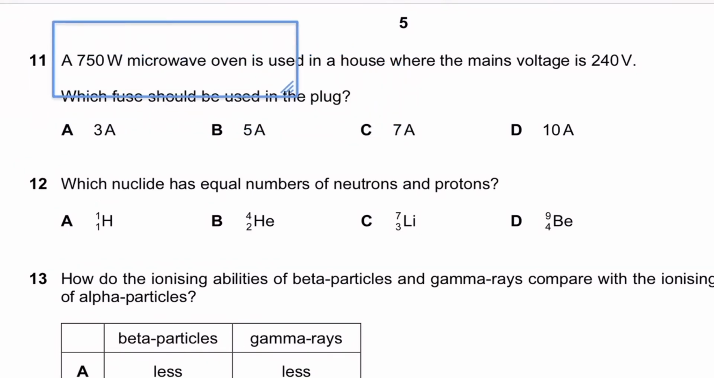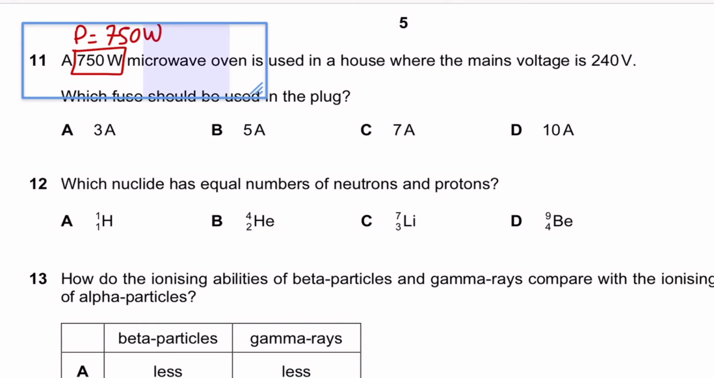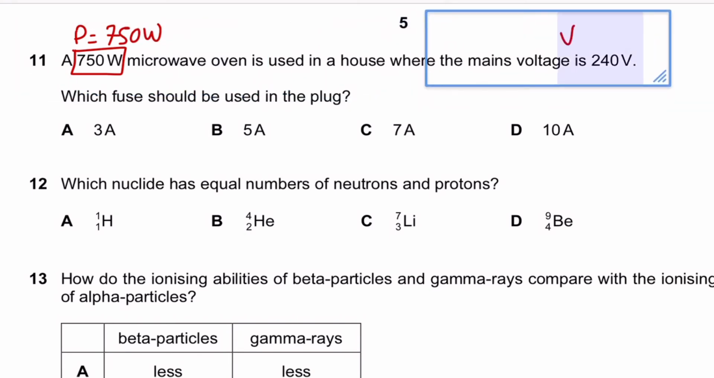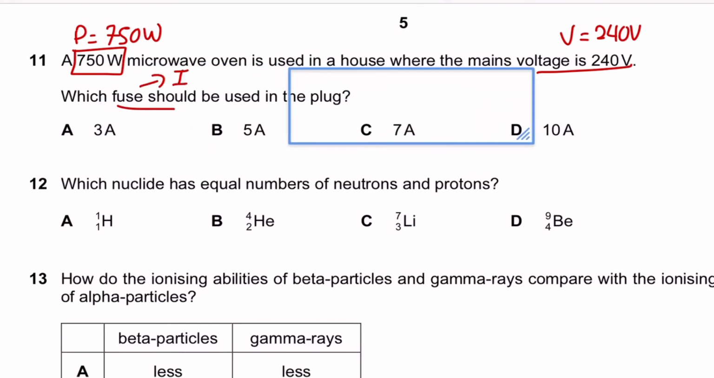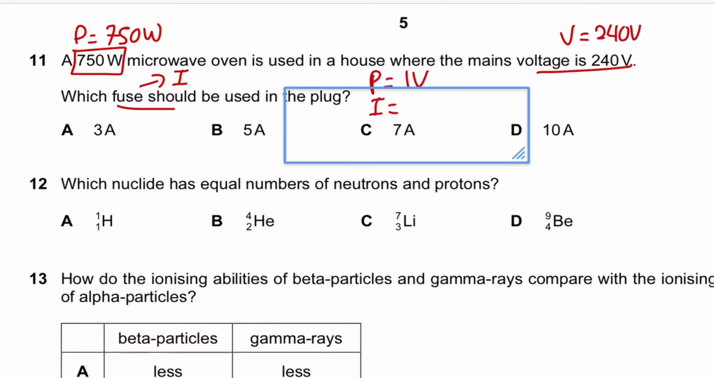Alright, the key point here is the 750 watts, which is denoted by power. Let me write P is equal to 750 watts. And the second one will be the volts, V is equal to 240 volts. Fuse rating will always be current, which is I. So we can use the formula P equal to IV and make I the subject. I is equal to P divided by V.